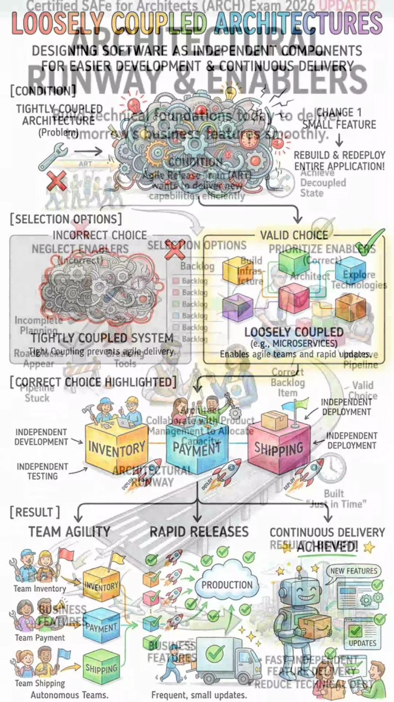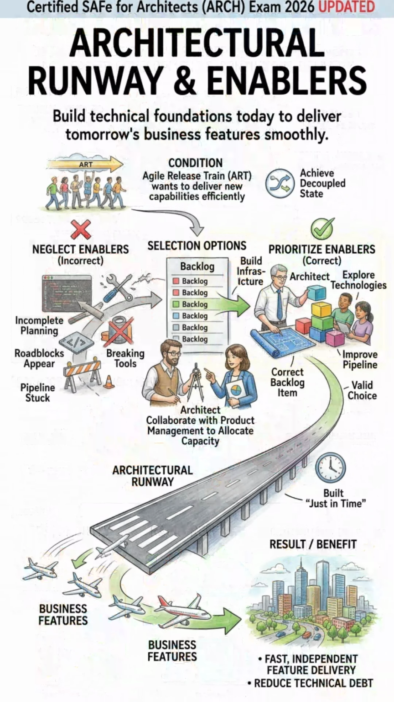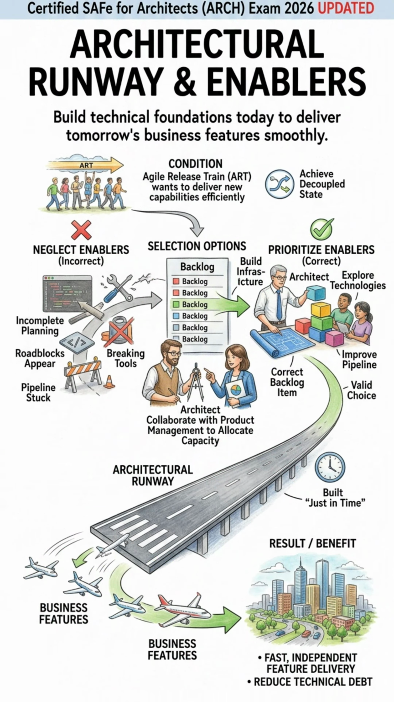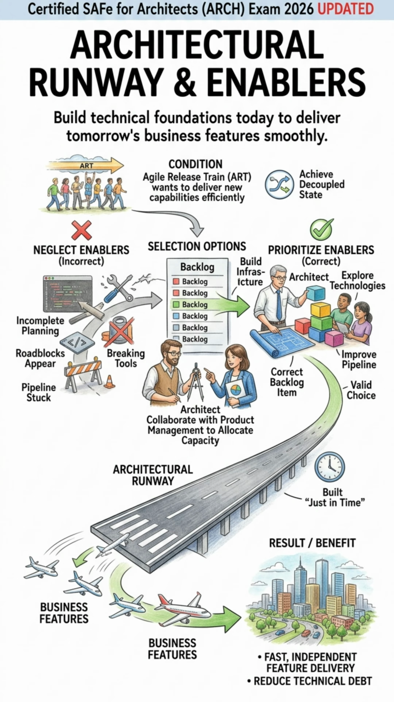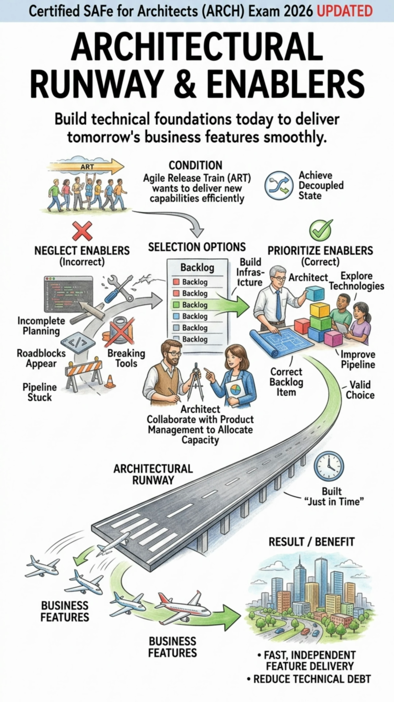To achieve this decoupled state, you will rely heavily on building the architectural runway through enablers. Enablers are technical items placed on the backlog to build infrastructure, explore new technologies, or improve the delivery pipeline itself. You must constantly work with product management to allocate enough capacity for these enablers, ensuring the runway is built just in time for the upcoming business features.